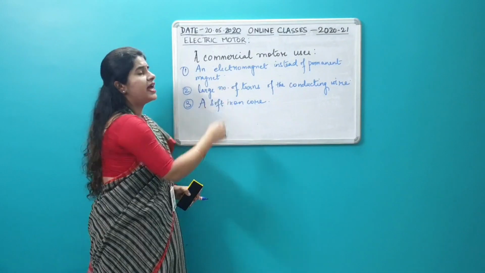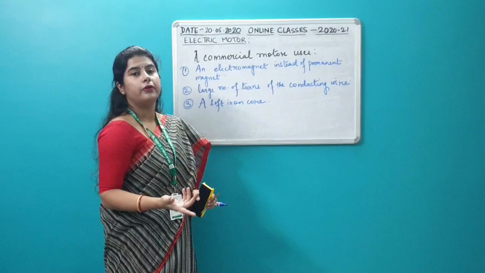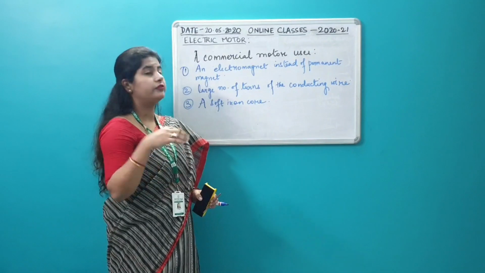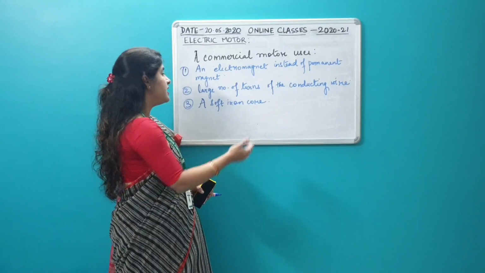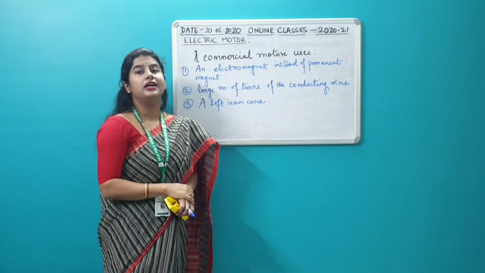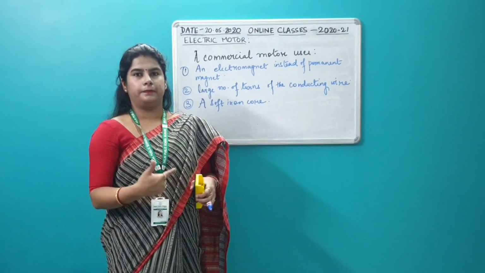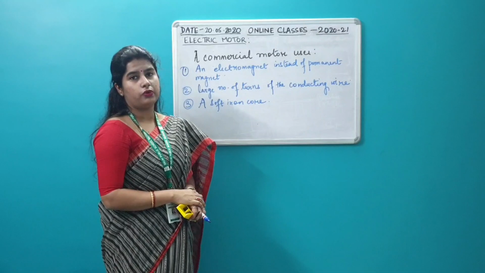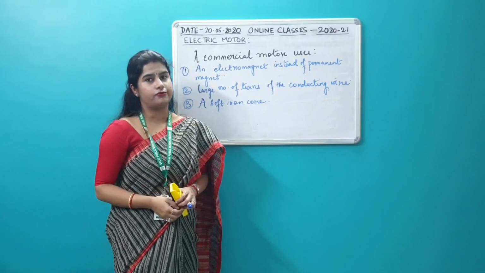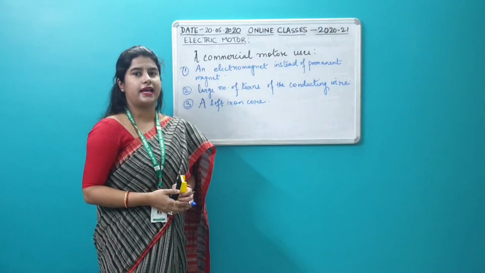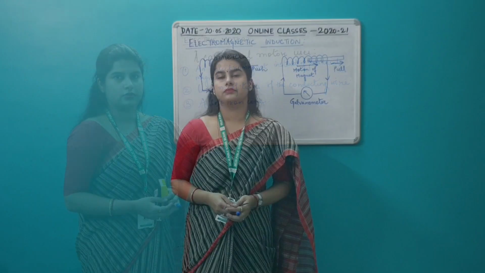They use an electromagnet instead of a permanent magnet. They use a large number of turns of the conducting wire carrying current, and a soft iron core is passed through the coil, or the coil is wound around a soft iron core. So these are the three things you have to keep in mind, that for a commercial motor, these are the things that they actually use.